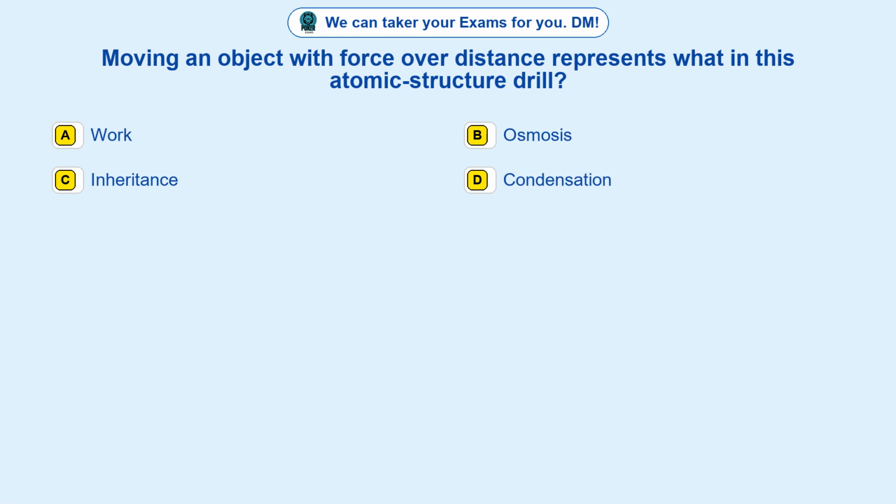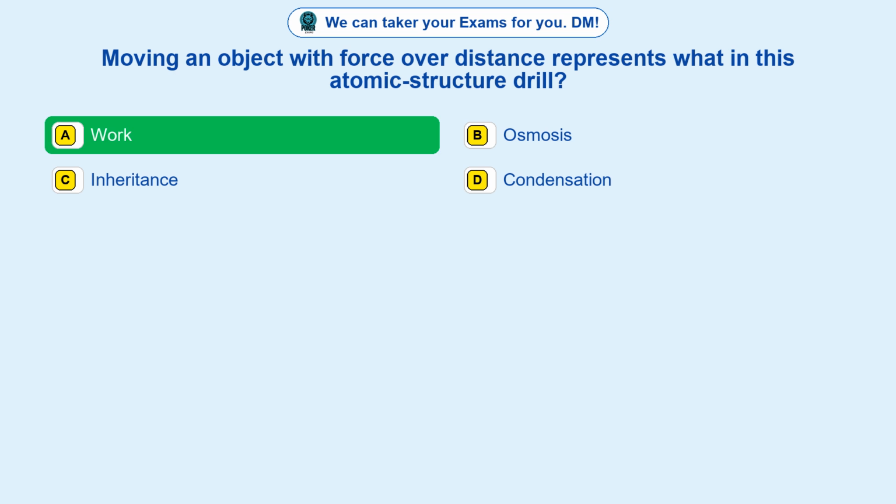Question 59. Moving an object with force over distance represents what in this atomic structure drill? Option A, work. Option B, osmosis. Option C, inheritance. Option D, condensation. The correct answer is option A, work.